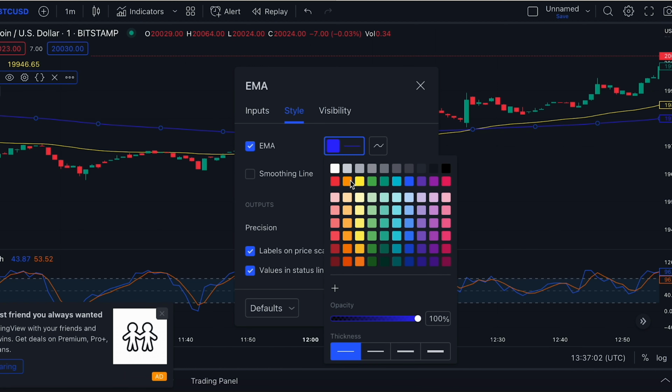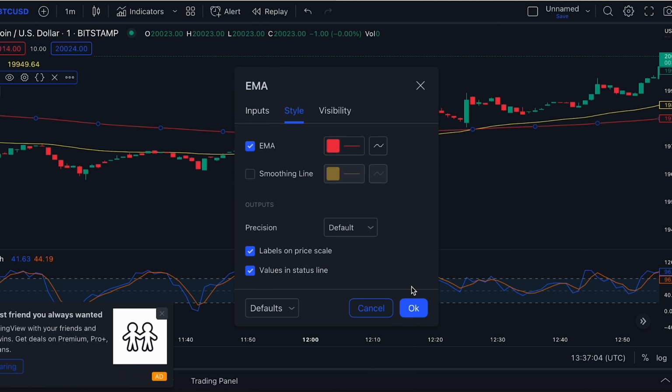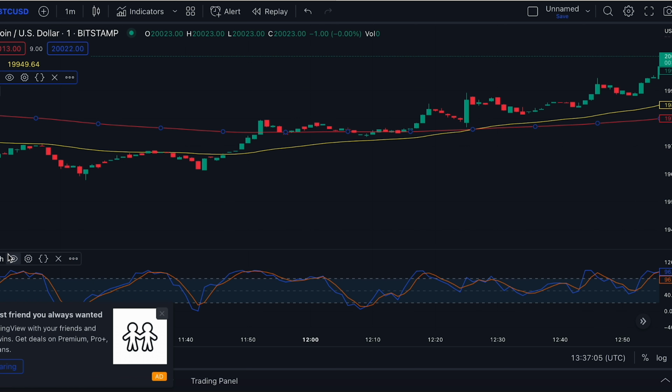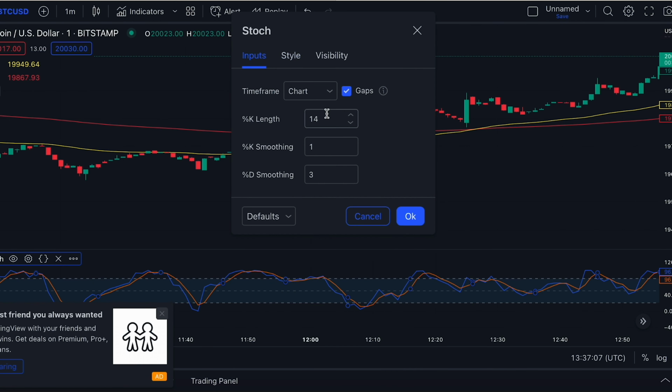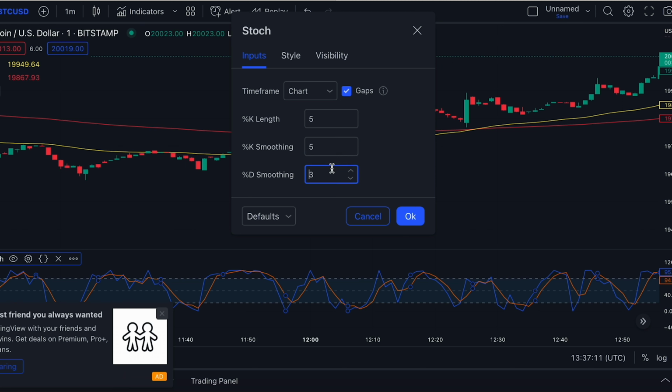Let's now move on to the parameters for the second EMA. Change the length to 150 by going to the inputs page. Head over to the Style tab and alter the color of the EMA since we will also be changing it for this EMA. Finally, we will modify the parameters for the stochastic indicator.